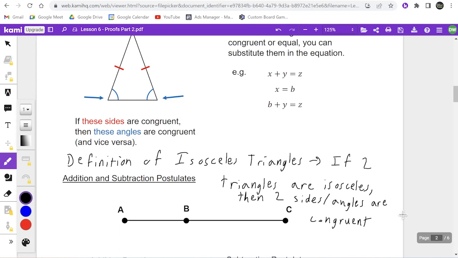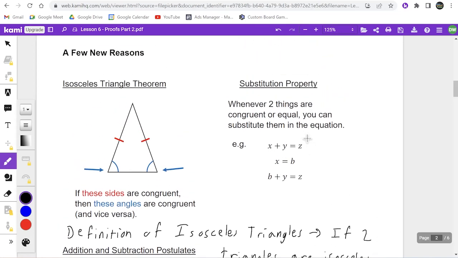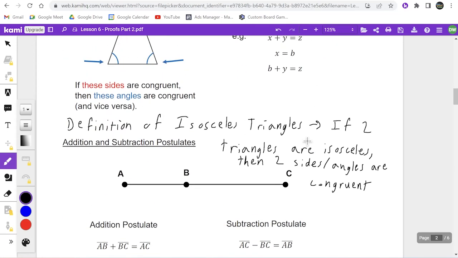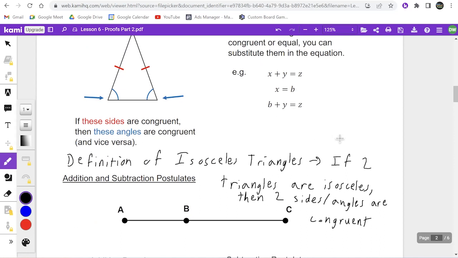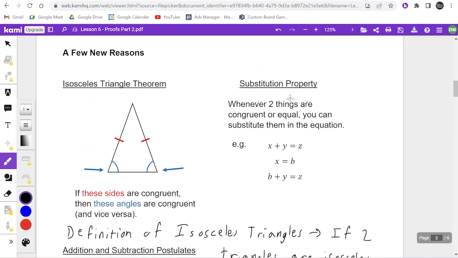Okay, I'm assuming you have this written down. Next, we have the substitution property. Okay, I'll slow down. Sorry. Okay, I'm going to keep going. If you need to copy it at the end, I'll just go back. Well, I'm done anyway. Okay, next is the substitution property.